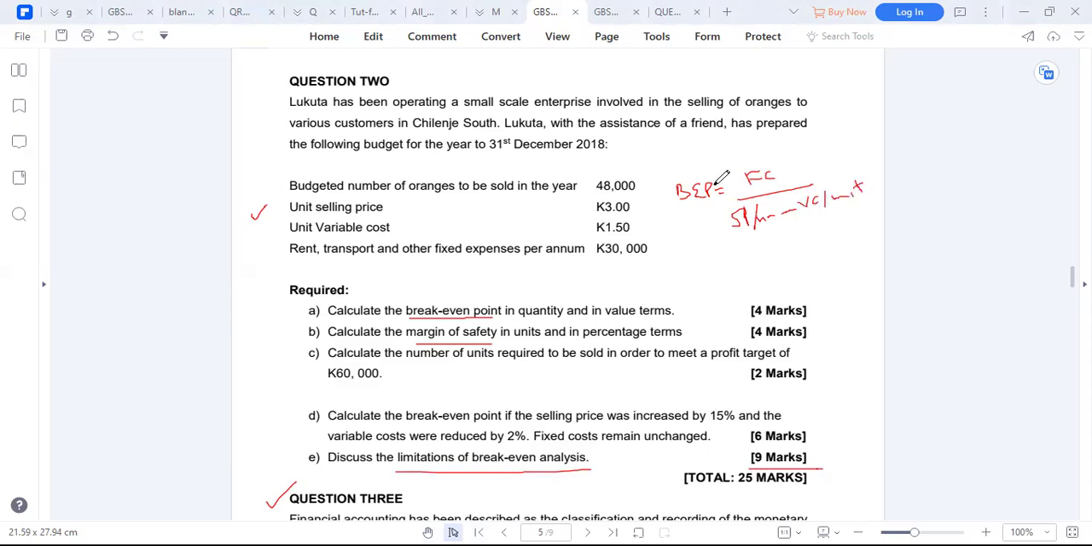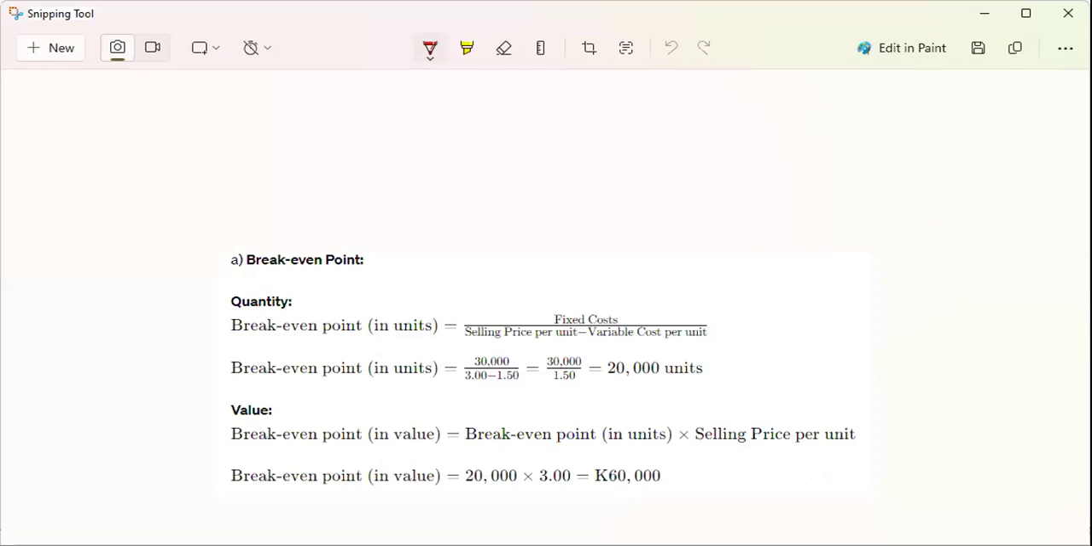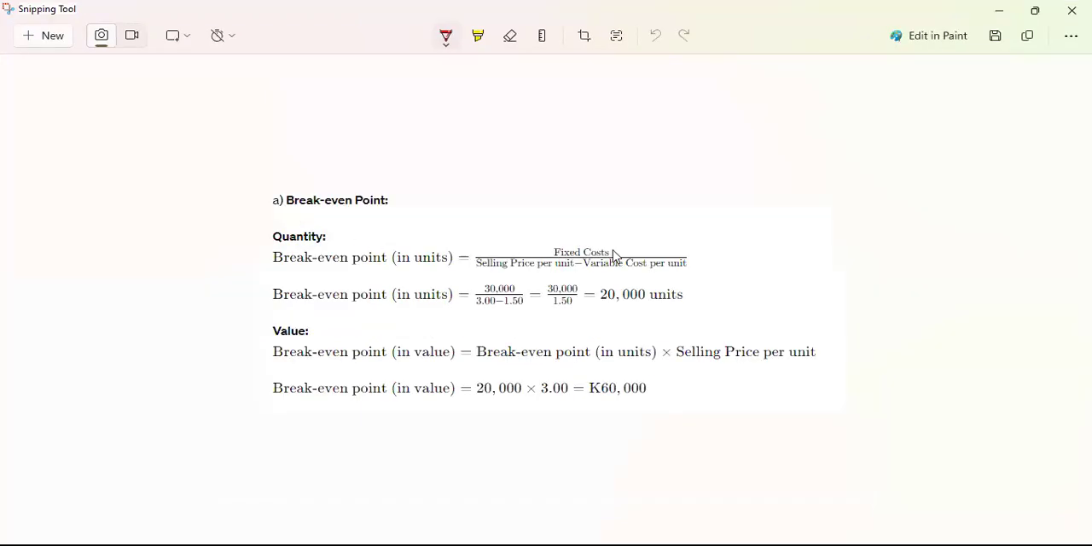Okay, so our fixed cost in this case is what? 30,000. Yes, 30,000. Then our selling price is 3 kwacha. And our variable cost is 1 kwacha 15. Correct. So this is how it will come, the break-even point: fixed cost over selling price per unit minus variable cost per unit. So 30,000 over 3 kwacha minus 1 kwacha 15. This will give us, in units, 20,000.